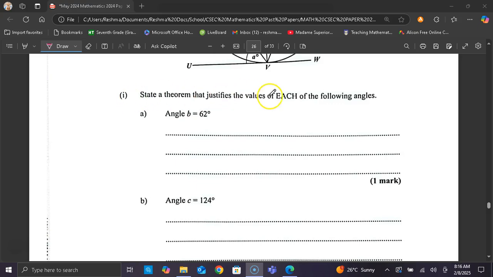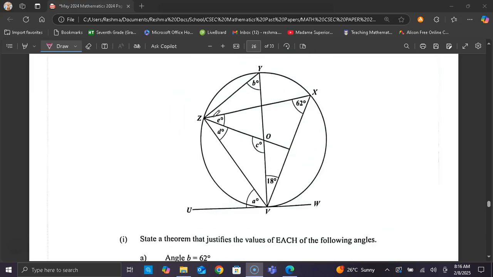So part 1, state a theorem that justifies the values of each of the following angles. Angle B is equal to 62 degrees. So why is angle B 62 degrees? If we look at these two angles, they are actually formed by the same chord, which is this chord here, ZV. Because it forms not only the 62 degrees at X, it also forms angle B at Y. Once you see that kind of butterfly looking shape, that theorem applies, where angles at the circumference in the same segment subtended by the same chord are equal.